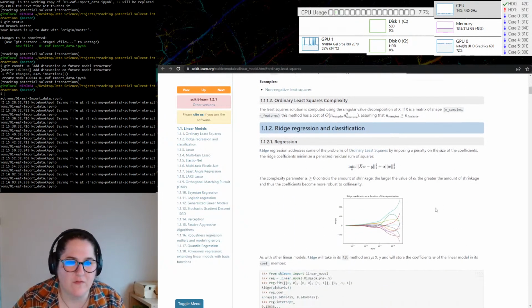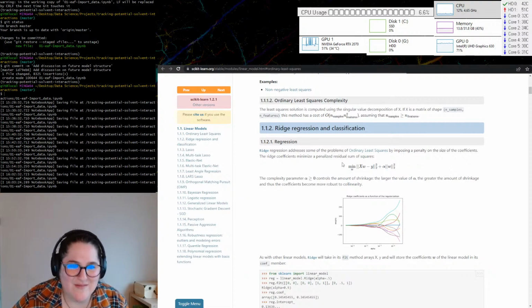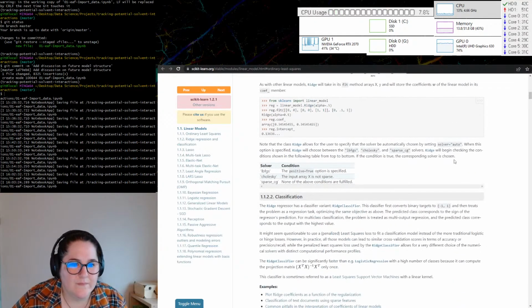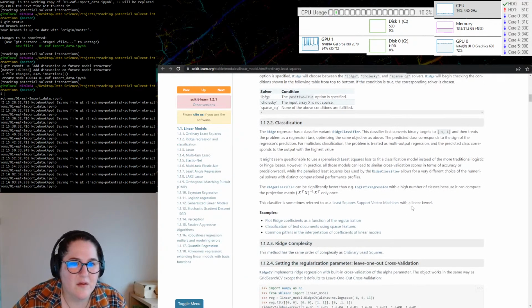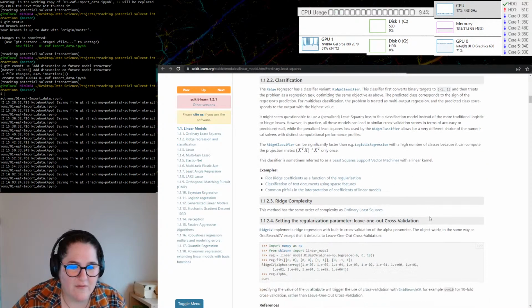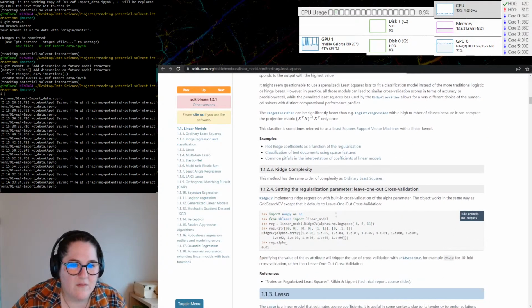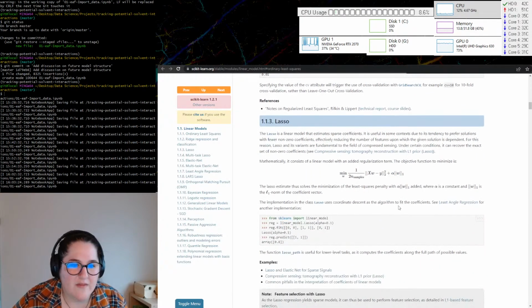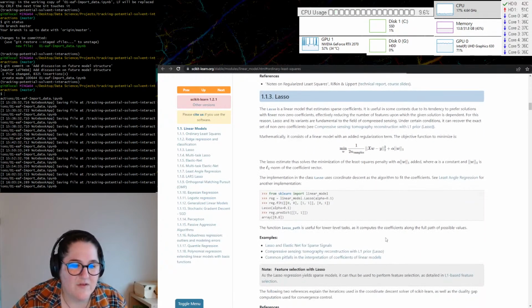The ridge regression imposes a penalty on the size. So the larger the coefficient, the more that it's penalized. And then they minimize a penalized residual sum of squares. And then this is a ridge classifier, which we don't want to do. Ridge complexity, that's great. Ridge CV is probably what we'll want to use. Then there's a lasso. That's something that I'm interested in applying.